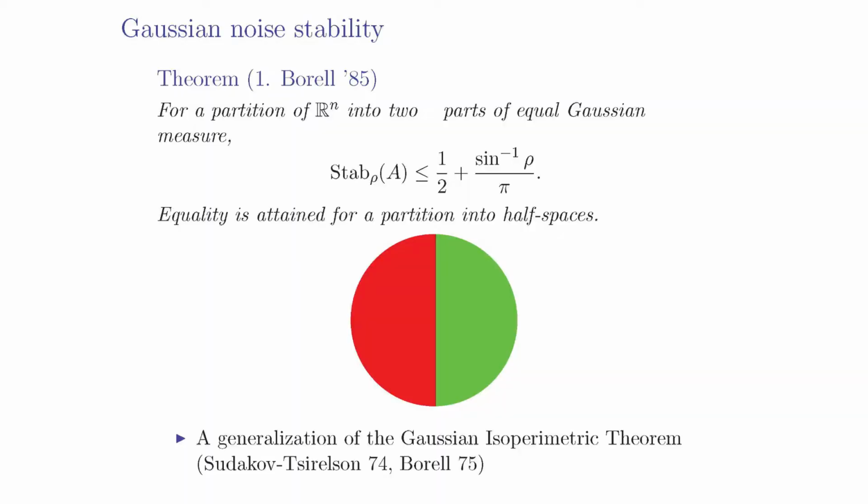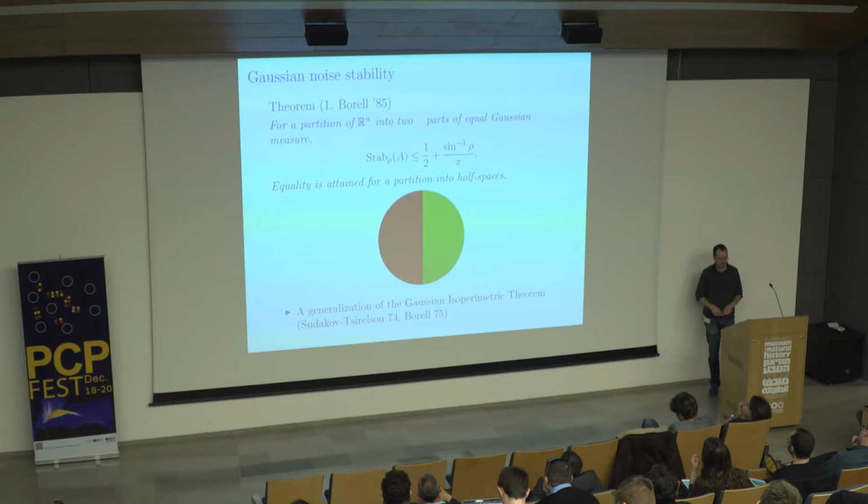So the result of Borell that we mentioned before: if you partition Rn into two parts, then the stability is maximized by a half space, and therefore you get this beautiful expression. I mean, there's a different normalization, because now it's 0, 1 instead of minus 1, 1, but you get a beautiful expression like before, and equality is attained for half spaces, and it is a generalization of the isoperimetric problem.